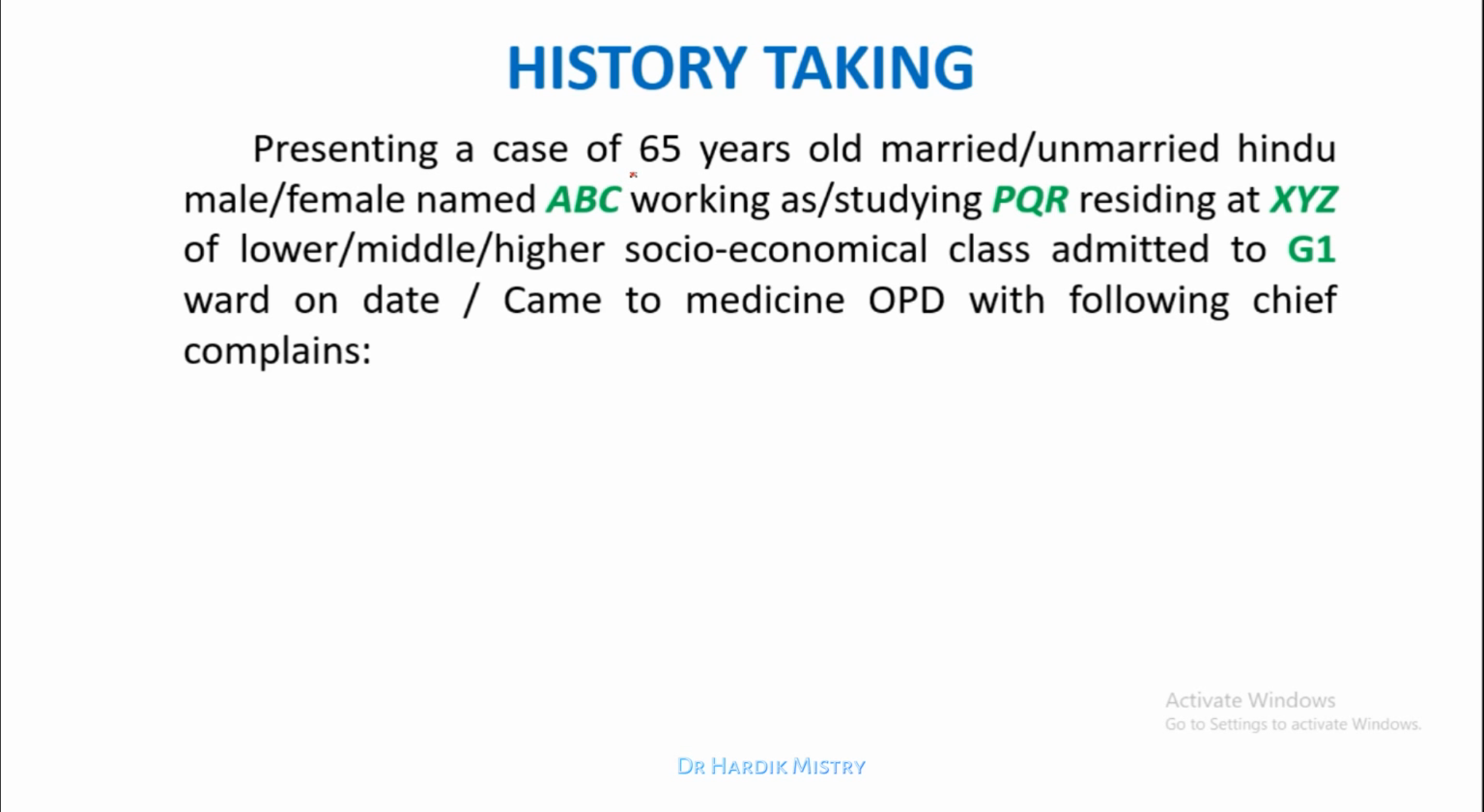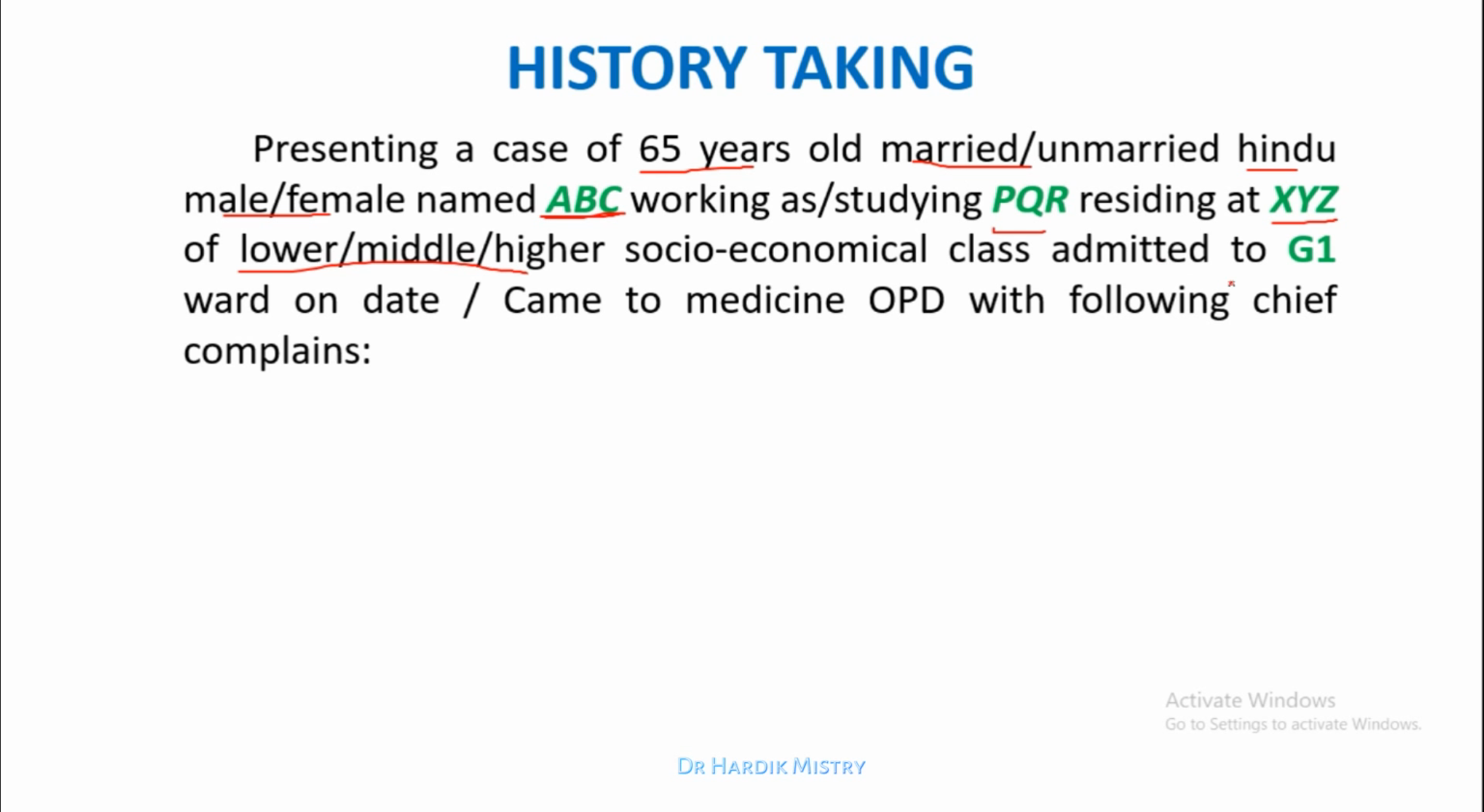Presenting a case of 65 years old, married or unmarried Hindu male or female. In these cases, you have to ask the age of your patient, whether married or unmarried, male or female, and the name of the patient. Working as or studying: if he is a student, you write the studying at this institution in this course, or if working, in this field at this place. Residing at means you have to write the full address of your patient, and you have to ask your patient about their socioeconomic class, and admitted to G1 ward.